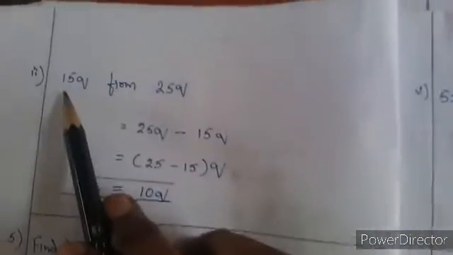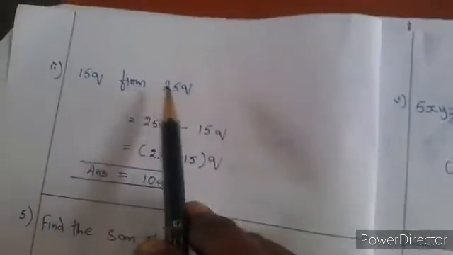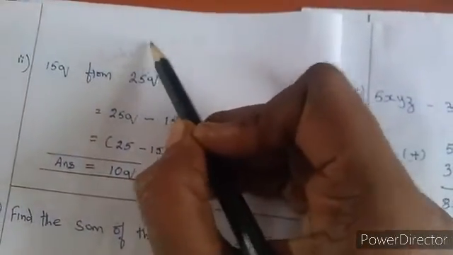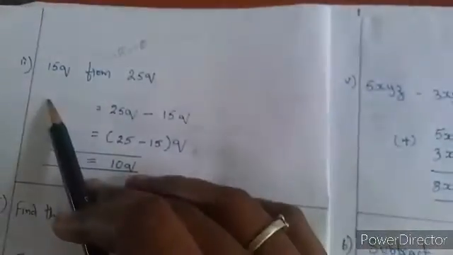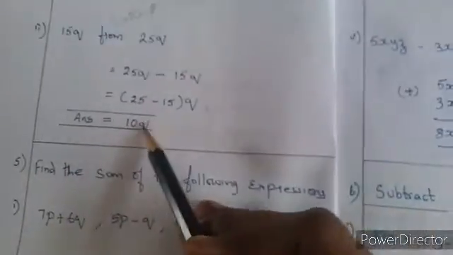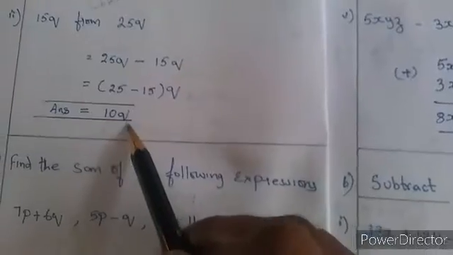Now subdivision 2 is given as 15q from 25q. Here we are going to subtract these two terms. So 25q minus 15q. So the variable is q, 25 minus 15 is 10q.